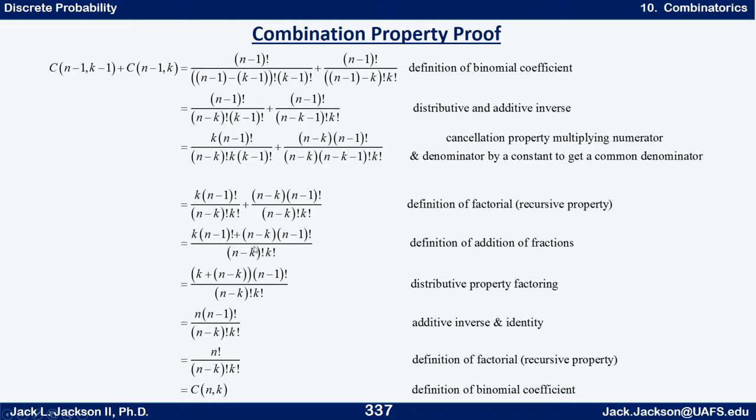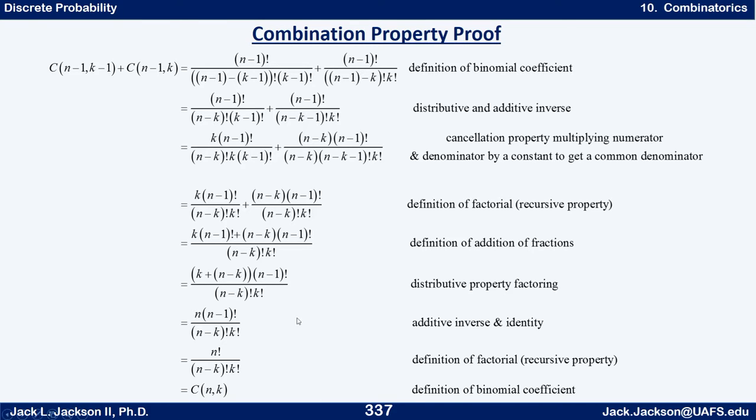Now I'm going to factor out some stuff using the distributive property. I'm going to factor out the n minus 1 factorial. And what does that leave? That leaves a k plus n minus k. Well, the k's cancel, leaving that to be n. And n times n minus 1 factorial is n factorial. And that is exactly the definition of n choose k. Okay, so hopefully you followed that. There's a lot of symbols going around there. But basically what's going on is just getting a common denominator, adding, and when it collapses, it ends up giving you what you want.